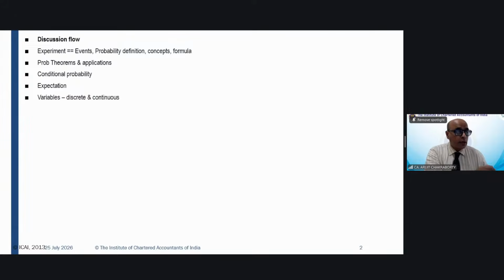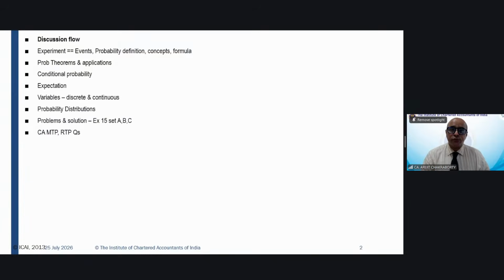From probability, we will cover the understanding of expectation. We will learn what is meant by mathematical expectation, and then a brief discussion on the variables, that is discrete and continuous variables. And we have a very limited part of probability distribution in this chapter 15. In fact, we have a detailed chapter on probability distribution. That is the next chapter, chapter 16. But today we will have a brief understanding of what is probability distribution, because this is also covered under chapter 15.